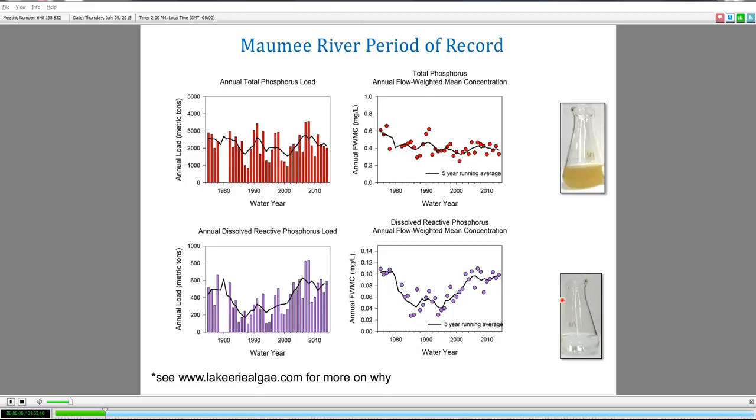If you have any questions on why we're seeing these patterns in both total phosphorus and dissolved phosphorus, check out LakeErieAlgae.com. This website should be live on July 20th, and it'll tell all of the reasons as to why we're seeing these patterns.